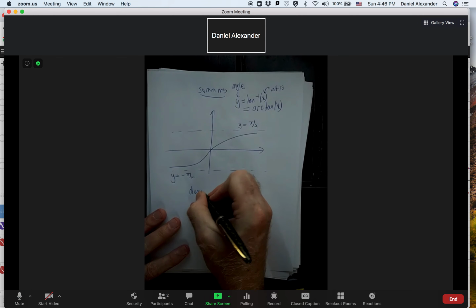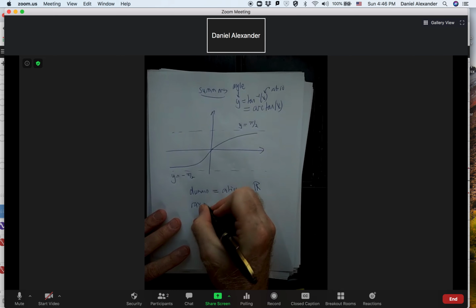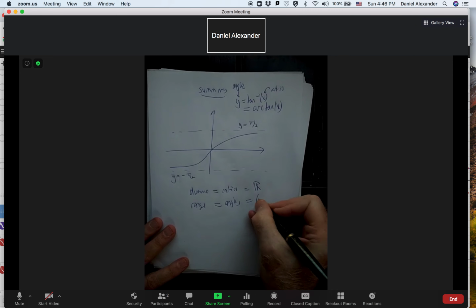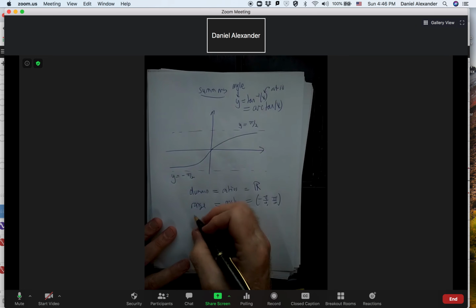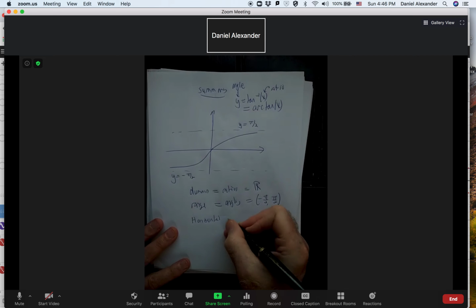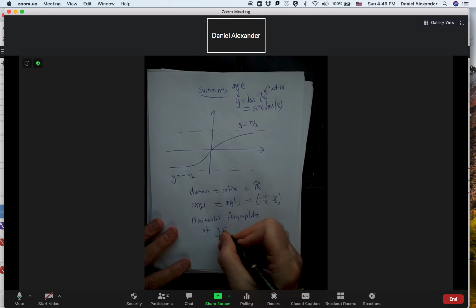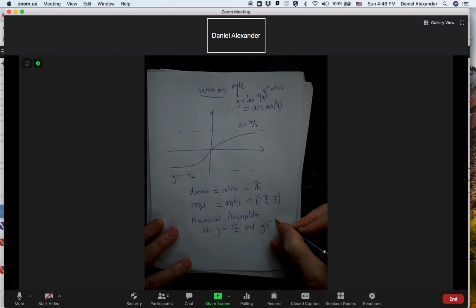Our domain here, which are the possible ratios, is all real numbers. And the range, which are the angles, is between minus pi over 2 and pi over 2. And finally, we have horizontal asymptotes at y equals pi over 2 and the horizontal line y equals minus pi over 2.